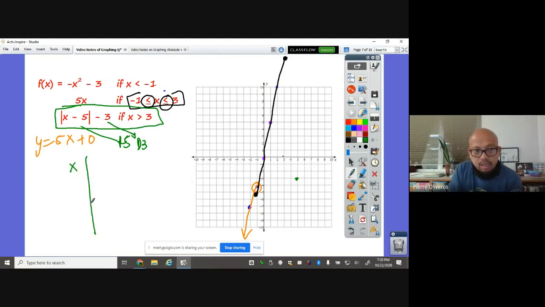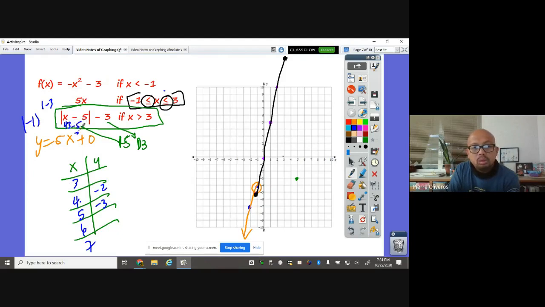Let's review the table of values for absolute value. The middle one is the vertex, which we know here is going to be (5, negative 3). Pick numbers before 5, which are 3 and 4, and after that, 6 and 7. For 4: 4 minus 5 is negative 1. The absolute value of negative 1 is 1, minus 3 is negative 2. For 3: 3 minus 5 is negative 2. The absolute value of negative 2 is 2. 2 minus 3 is negative 1. And that will be the same thing there.